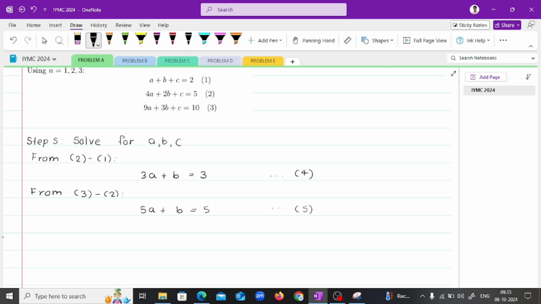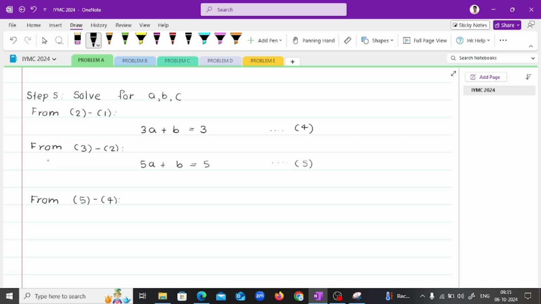And now we will subtract equation 4 from 5. If I subtract 3a from 5a, that is 5a minus 3a is equal to 2a. Then b minus b is equal to 0, and the RHS of this equation will be 5 minus 3, which is nothing but 2. Therefore our equation will become a is equal to 1. So I will give a box to this value of a. So a is equal to 1.